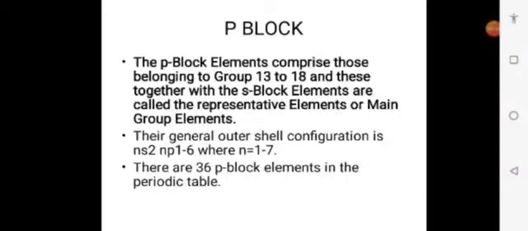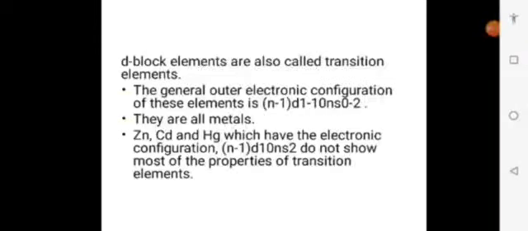The second one is the P block, group 13 to group 18. The elements from group number 13 to group number 18 are those in which the last electron enters the p subshell. So these are considered P block elements, and the general electronic configuration is ns2 np1 to 6. There are 36 P block elements in the periodic table.